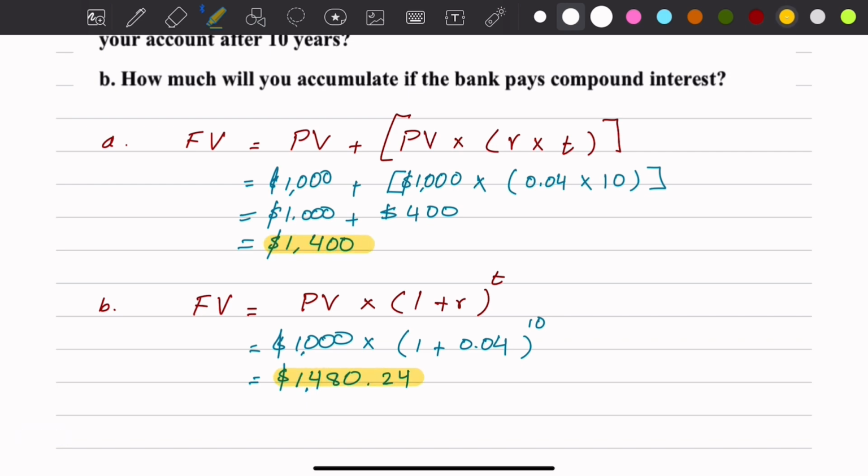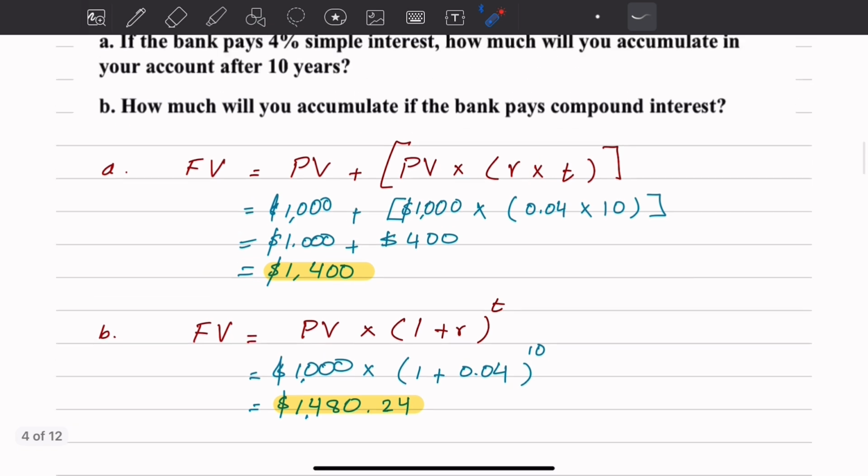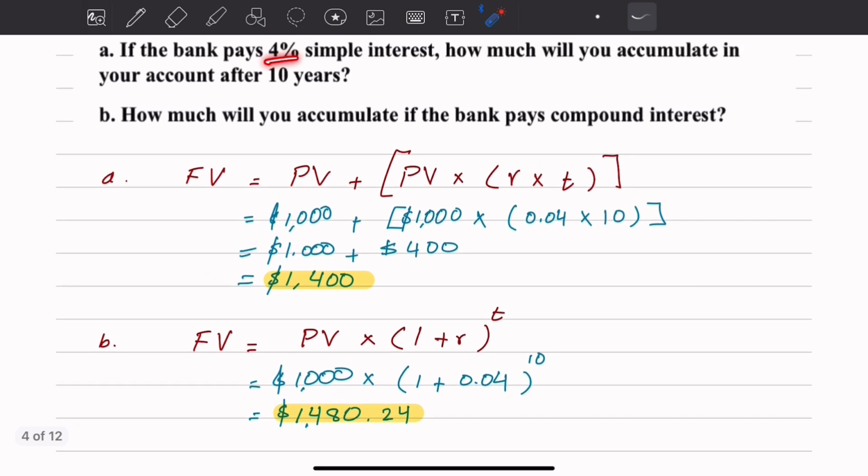Okay, so I would encourage you to redo the exercise, but maybe change the interest rate to something like 10%, and maybe play around, change the number of years to, let's say, 20 years or so. Whatever, just increase those numbers and see the more you increase one of these variables, the bigger the gap is going to be between the simple interest and the compound interest scenarios.